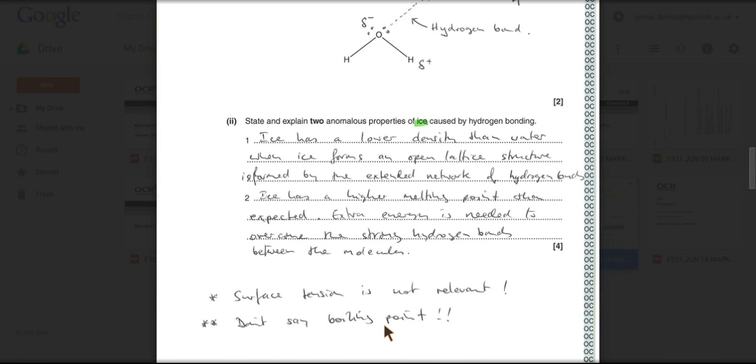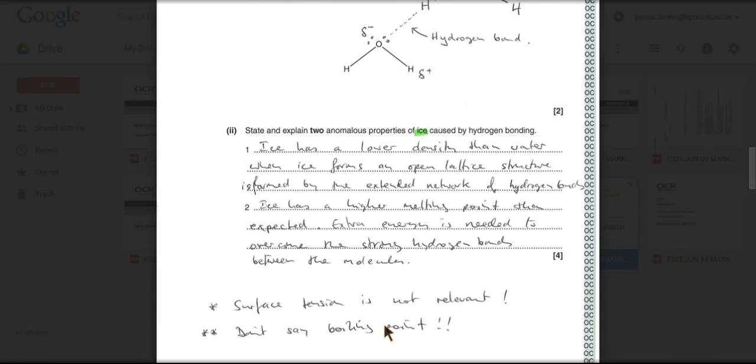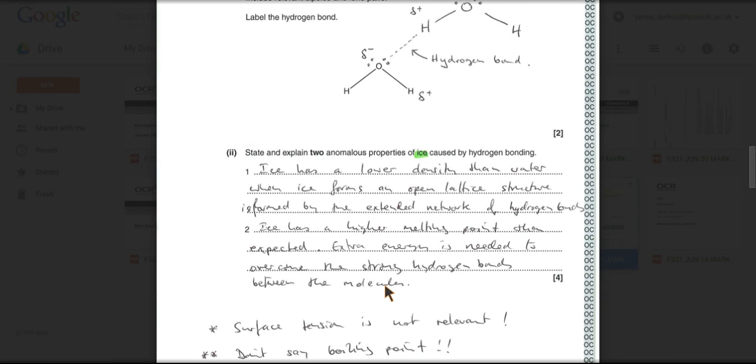Ice melts before it boils. So I would be talking about melting point, certainly. You can see I've put that down as the second point there. And the other one I'm going to bring in is the density. So ice has a lower density than water. That's why ice floats on water.